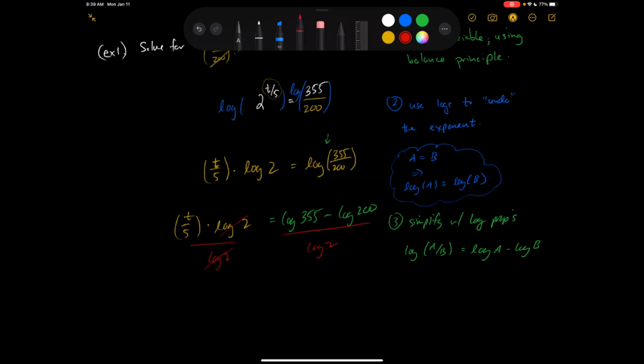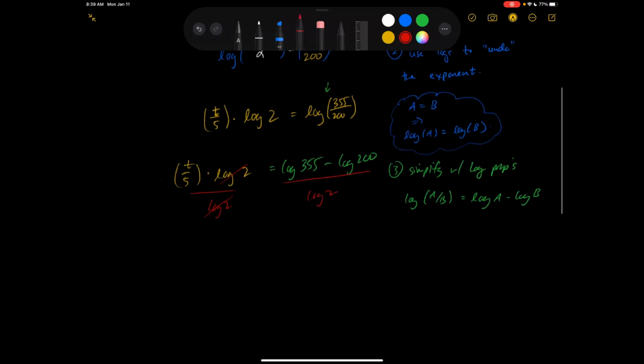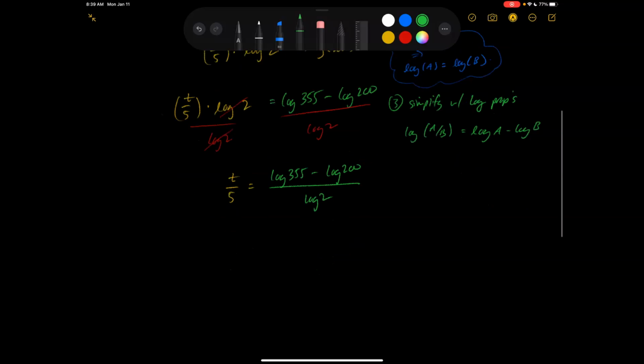Log 2 is just a number, right, since we have a real number inside the logarithm. I don't know it off the top of my head, but it doesn't matter. It's just a real number, and we can approximate it later. And we get log 355 minus log 200 all over log of 2.